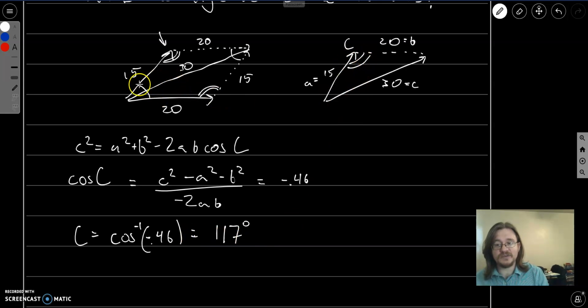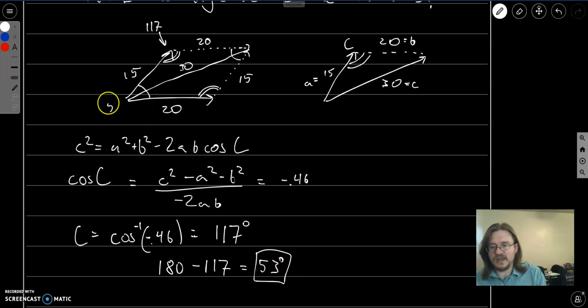This is not the angle between our two forces, because the angle between our two forces is actually the supplement of this guy. So if I take 180 minus 117, 100s cancel out, 80 minus 17 will be 53. So there's a 53 degree angle between our two forces, which is why the 15 and the 20 don't combine to give us exactly 35 pounds of force, but a little less.